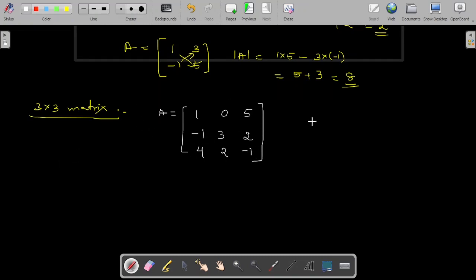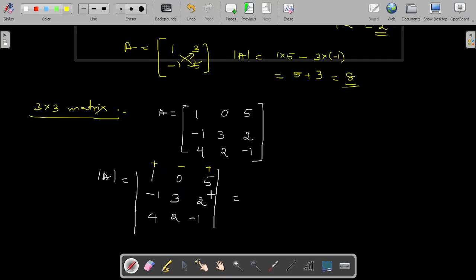Now to expand this and find the determinant of A, first I will write the matrix 1 0 5, minus 1 3 2, 4 2 minus 1. The vertical line means it is a determinant. These square brackets are for a matrix. I have to evaluate this determinant. Every element has got a sign. This is plus, minus, plus, alternating. Then minus, plus, minus, plus, minus, plus. It continues.